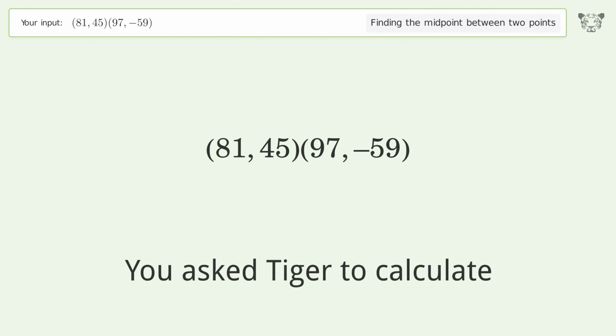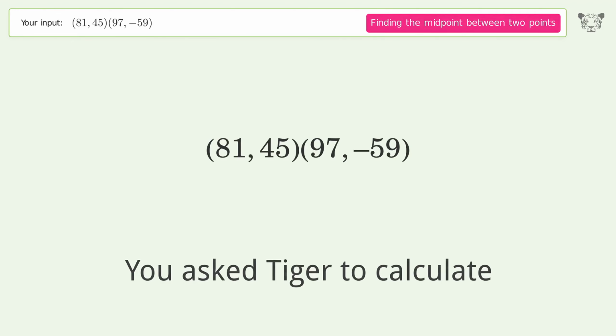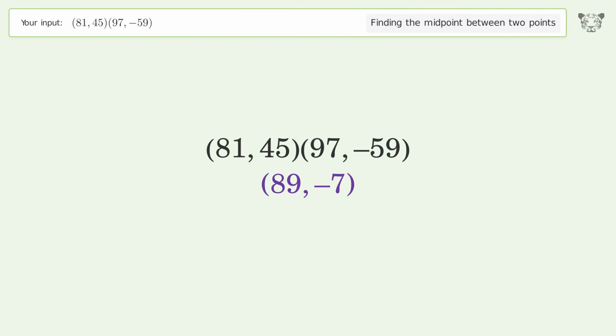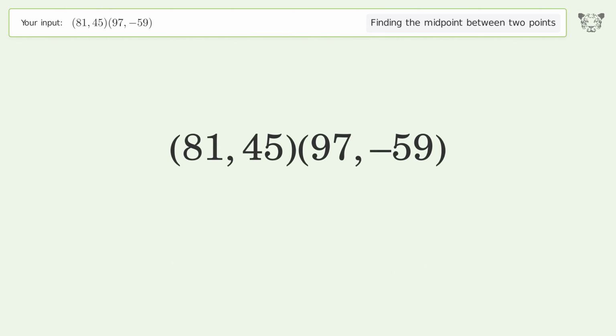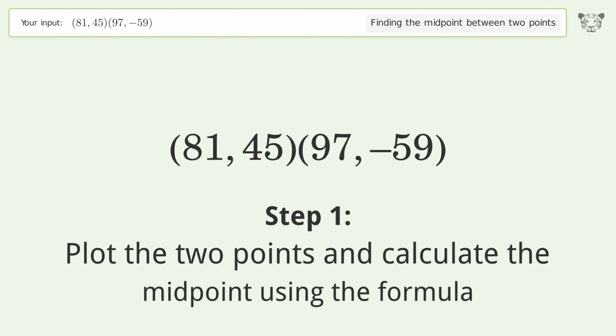You ask Tiger to calculate. This deals with finding the midpoint between 2 points. The midpoint between the 2 points is 89, -7. Let's solve it step by step. Plot the 2 points and calculate the midpoint using the formula.